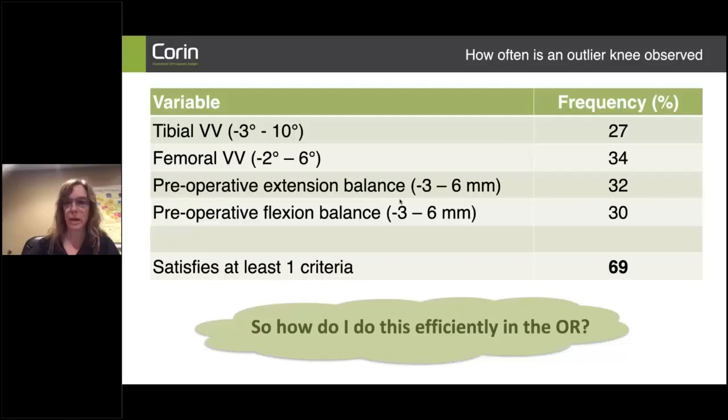And a more important question, perhaps, does this technology help me as a surgeon with these difficult or outlier patients, and can this be done in a reasonable and efficient and worthwhile fashion in the operating room?